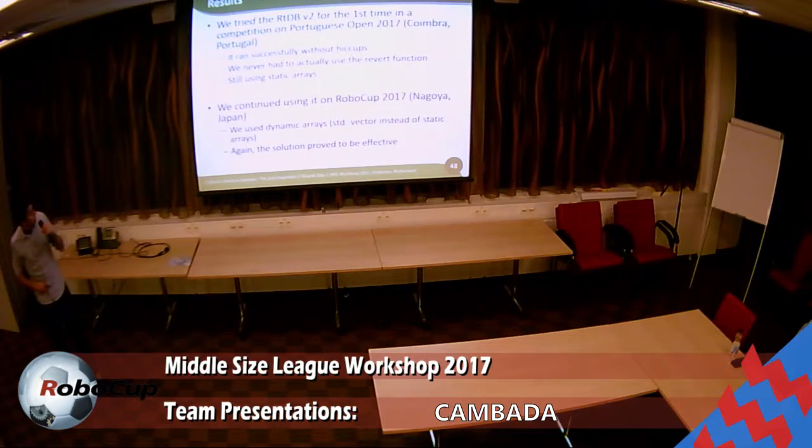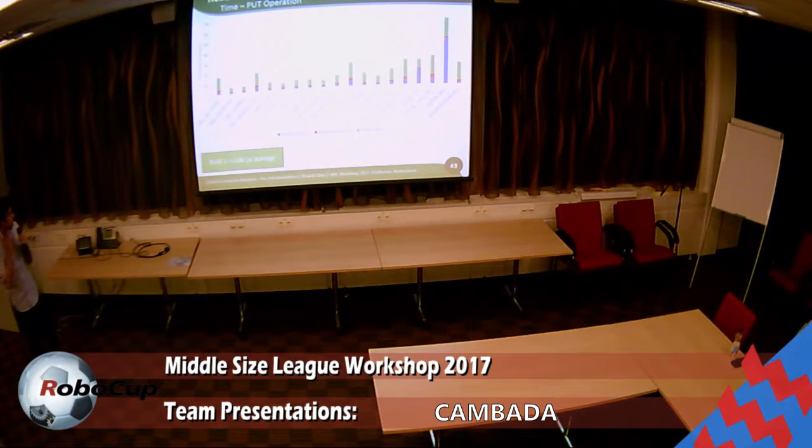Results. We tried it for the first time at the Portuguese Open in Coimbra. It ran successfully without any hiccups. We actually never had to revert to the previous version, which was quite good. But we were still using static arrays. So we basically were using RTDB, we enabled the option, and our structures remained the same. So we were still sending too much data. Then in Nagoya, we moved to dynamic arrays, and again the solution proved to be effective.